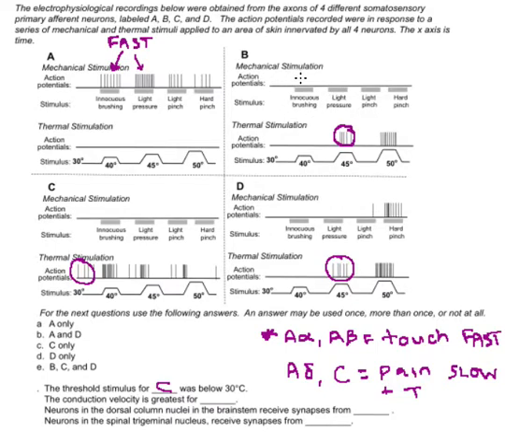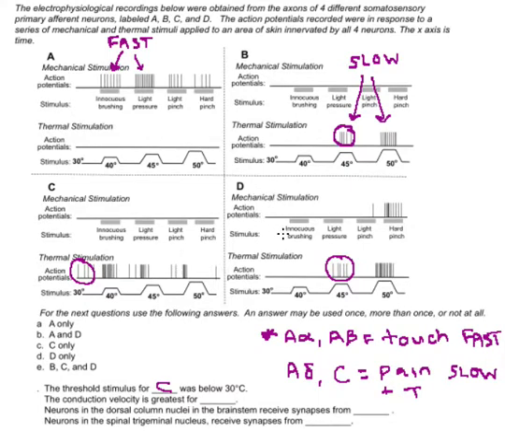Now for B, there's actually no mechanical stimulation whatsoever and only thermal stimulation. So that means this has to be either an A delta or a C fiber, because it's only responsive to temperature. So this means this is going to be a slow neuron. And the same thing for C, rather. There's no action potentials to mechanical stimulation, and it's only thermal.